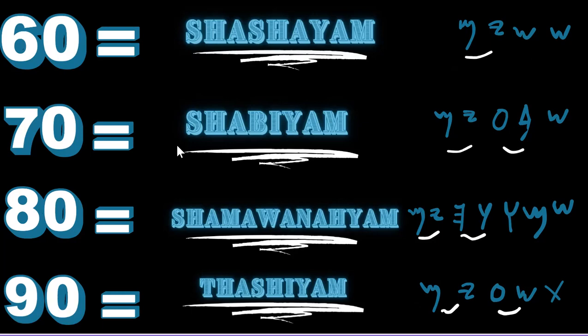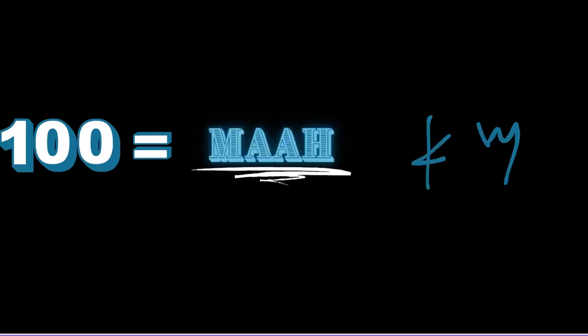So now I'll just read the numbers out. 80. 8 is Shamawana, and Shamawanayam makes 80. 9 is Tasha, and Tashayam makes 90. So now you have the last, 100, which is Ma'a. And that's how you say 100.